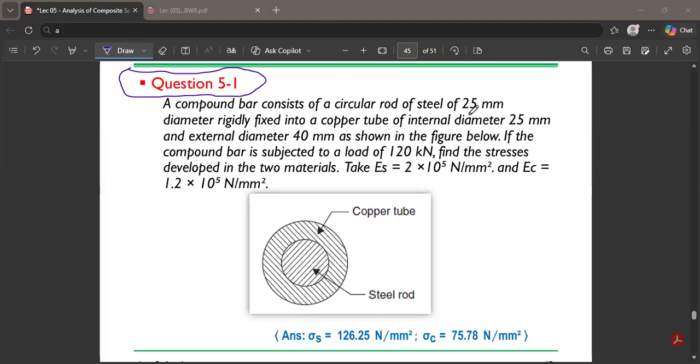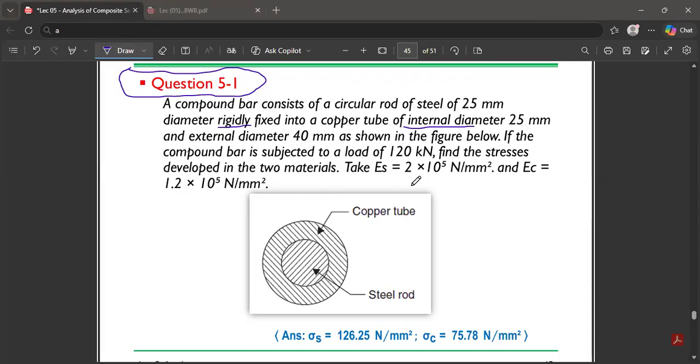All right. So as we were saying, a compound bar consists of a circular rod of steel of 25 diameter, rigidly fixed into a copper tube of internal diameter, let's say 22 millimeter, and external diameter 40 millimeter, as shown in the figure below.